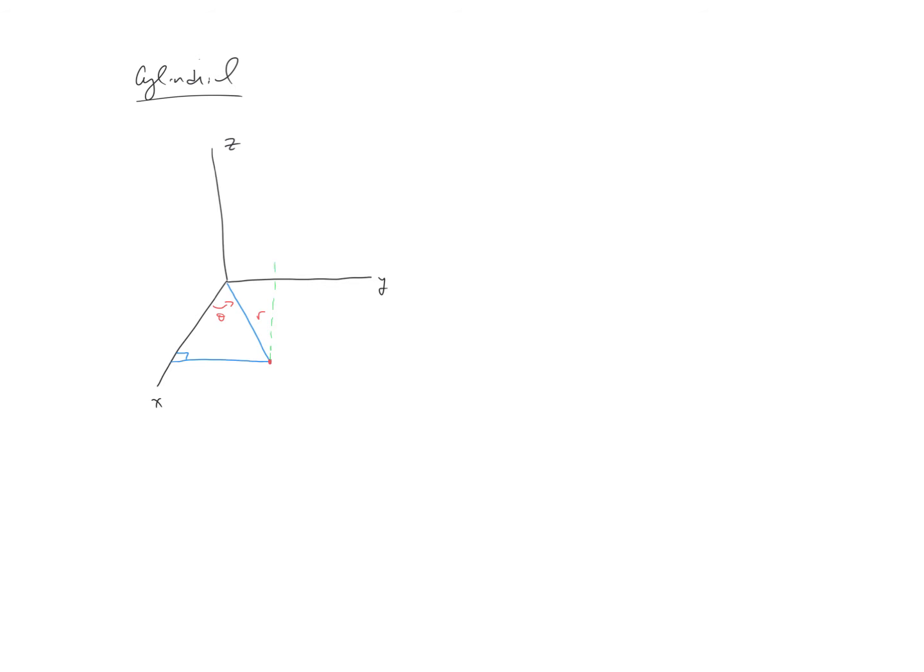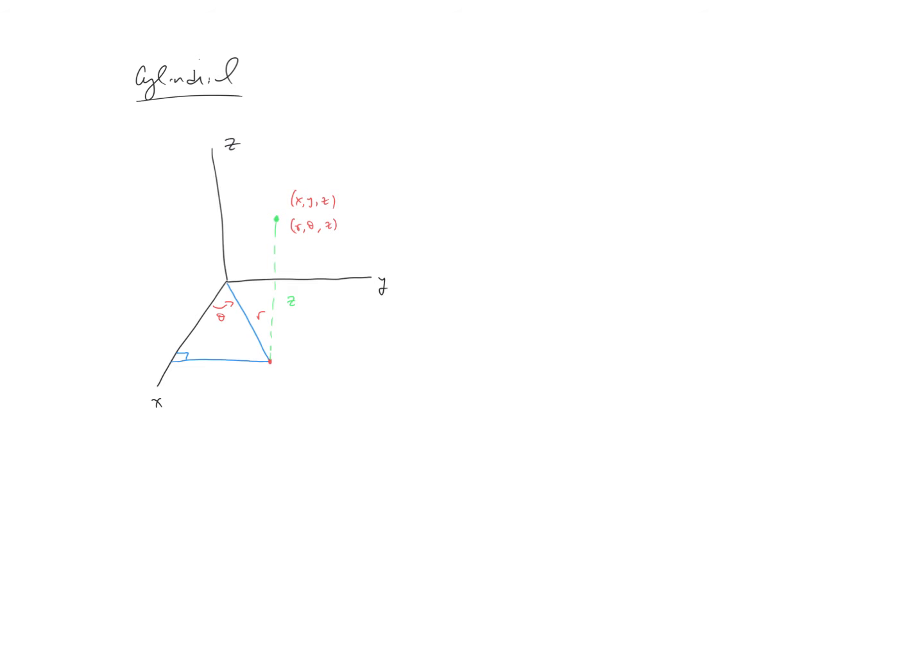Now, the other component, since we're in R3, would be the z coordinate. So let's say I move up, and I'm sitting at this point right here. That green distance would be your z. So really, the only difference is now we have a vertical component tacked on to that ordered triple. This point that I have drawn would be the x, y, z point. It would also be the r, theta, z point.